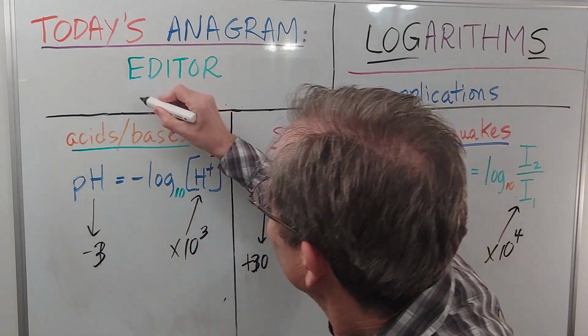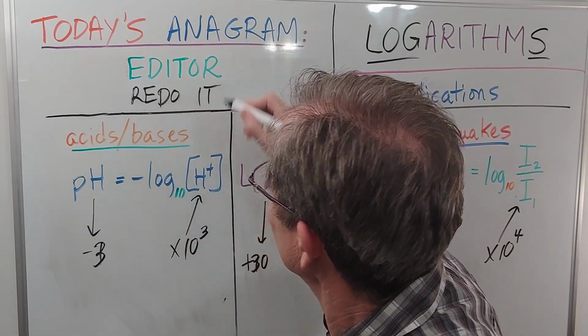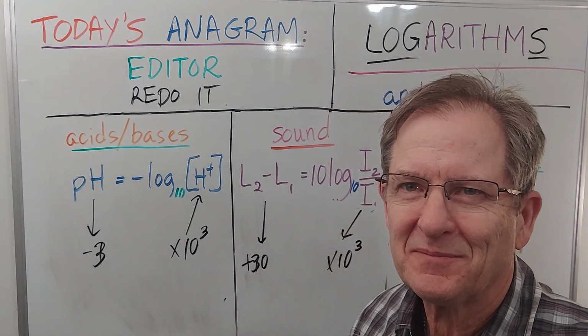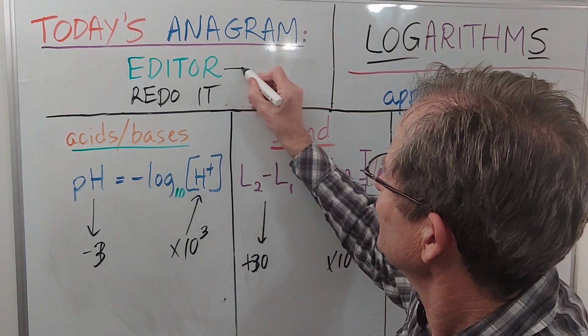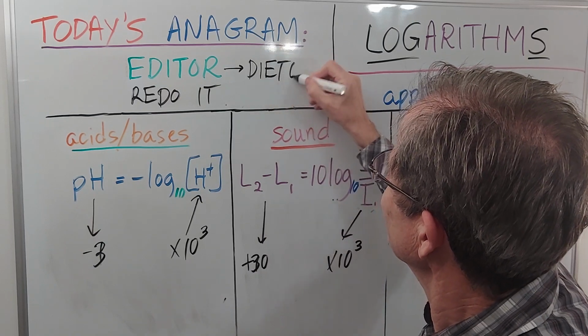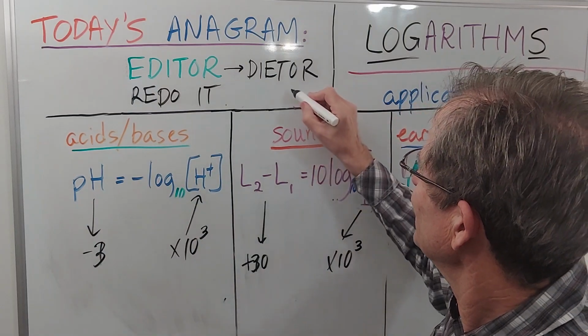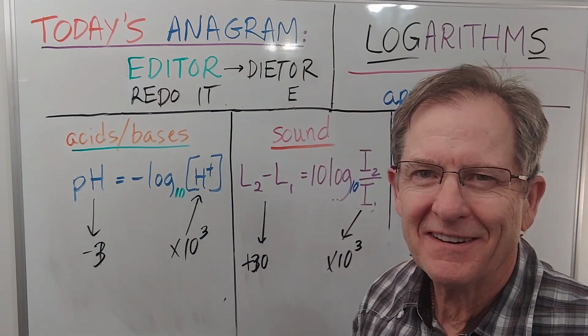All right, in conclusion, what do editors do? Well, you could say they redo it, or they tell you to redo it. On a side note, you could also spell dieter, so maybe they diet, although I think the proper spelling is with an E there.